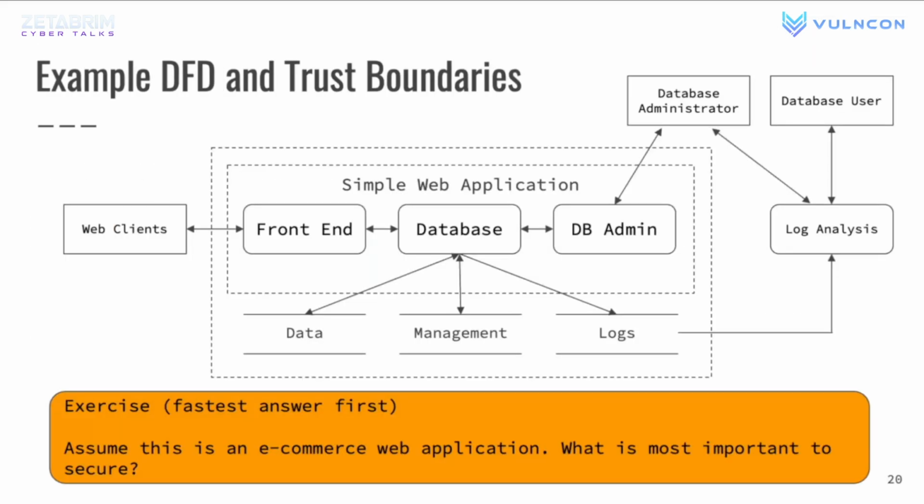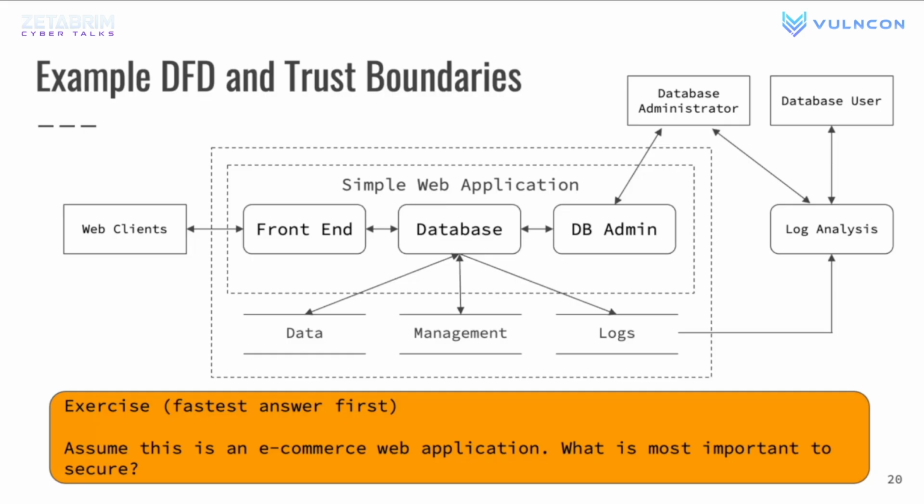Okay, so an example of a DFD and trust boundaries. Because I only have one hour, I've decided to draw this very, very simply. I thought I would do a very simple exercise, fastest finger first, post the answers in the chat, right? So let's assume that this is an e-commerce web application. You have web clients, they interact with your front end, right? There's some database and there's some DB admin processes that the database admin can use, right? We assume that these guys are very dutiful.